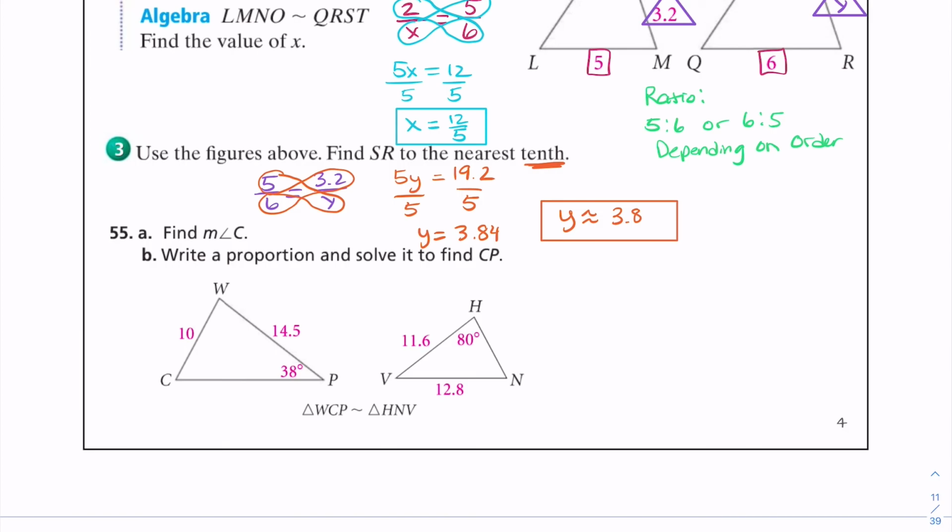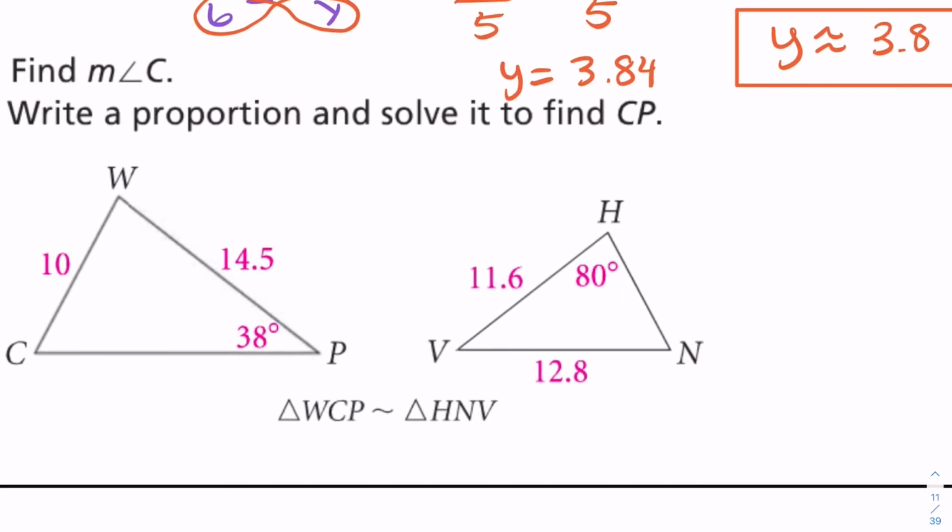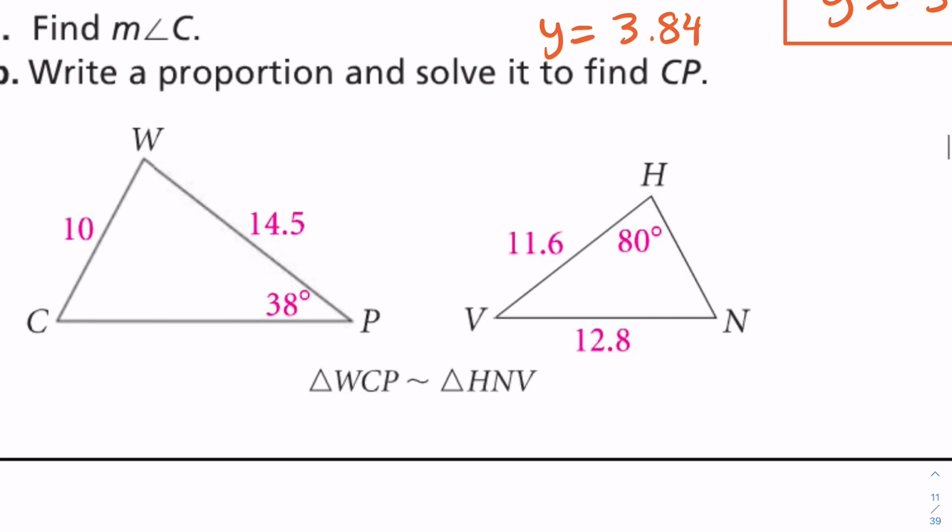Okay, so in this case, it wants us to find the measure of angle C and then write a proportion and solve it to find CP. So what I like about this is I like to fill in all the information. So here they give me H, and what I know is W has to be the same thing. So I'm going to put in 80 degrees right there. And then they give me P, which is 38. So P is this one, so that has to be V. So that's also 38 right there.